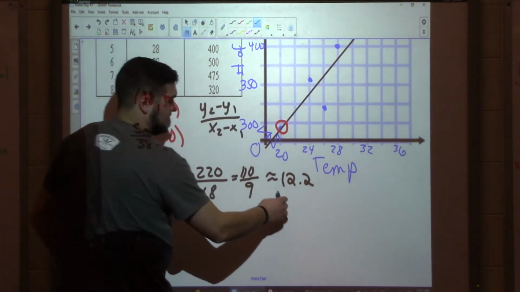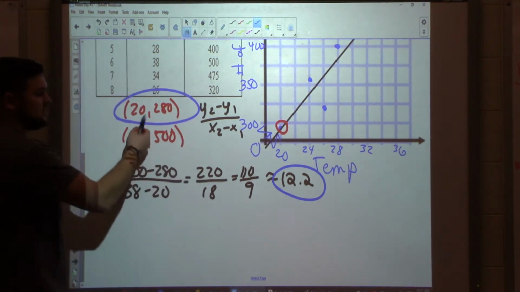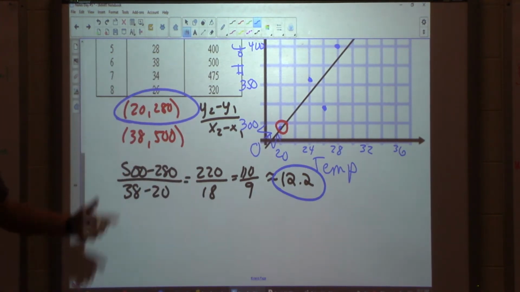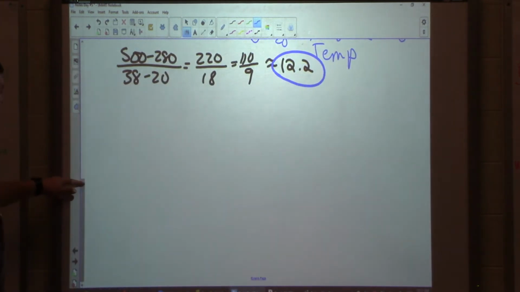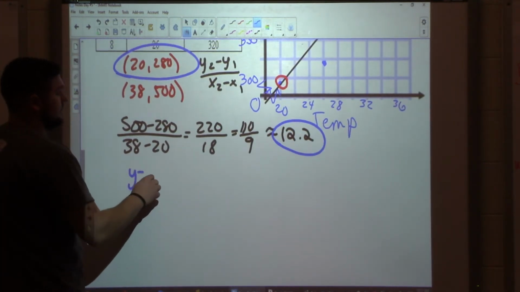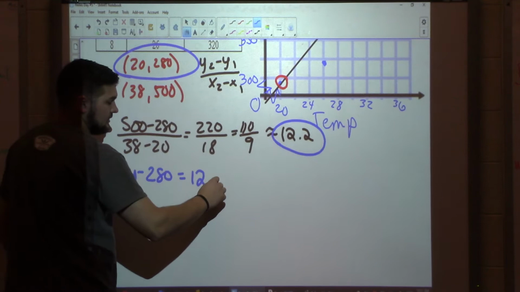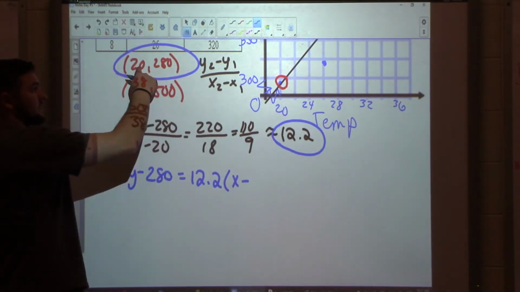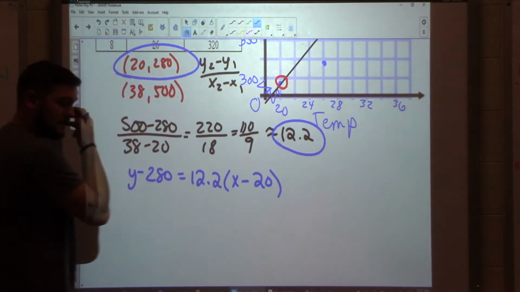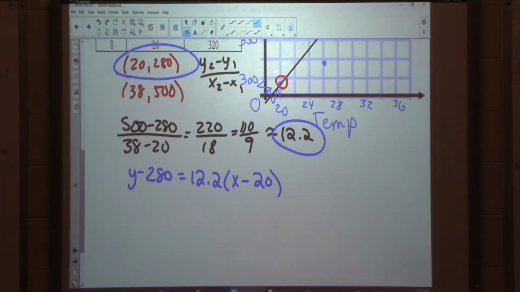So I'm going to take my slope, and I'm going to take a point, I'm just going to use the top one, and I'm going to make an equation. I'm going to throw it into point-slope form. y minus 280, or y minus y1, equals 12.2 times x minus 20, x1. Okay? Is that a good answer for an equation? Yeah, that's perfectly fine. It did not ask for it in slope-intercept form, did it? No. I'm going to solve it for slope-intercept form, just so I can show you in case it does ask that. But in this problem, that would be okay.